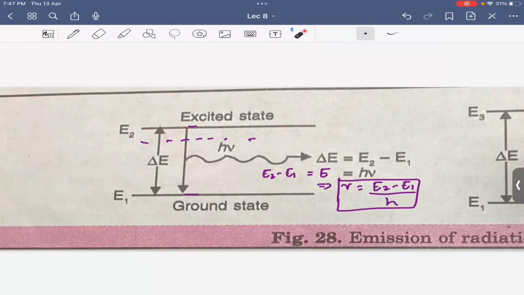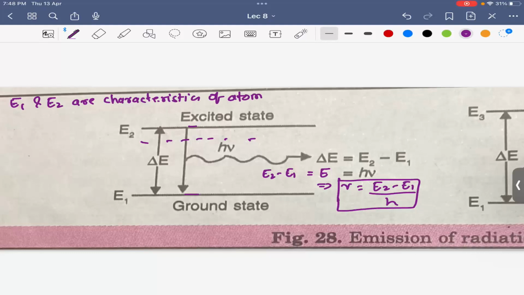So for example, let's say this is a hydrogen atom. E1 and E2 for the hydrogen atom will be different from E1 and E2 of a helium atom or any other atom. So this is to be mentioned here: E1 and E2 are characteristics of the atom under consideration. Hence, we see different atomic spectra for different materials. Therefore, the emitted frequency will also be a characteristic of the atom.